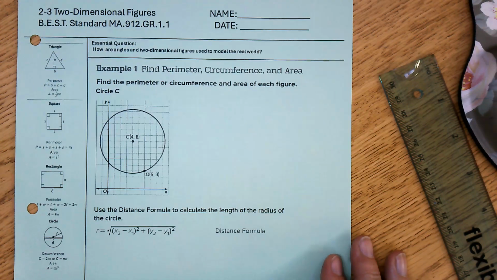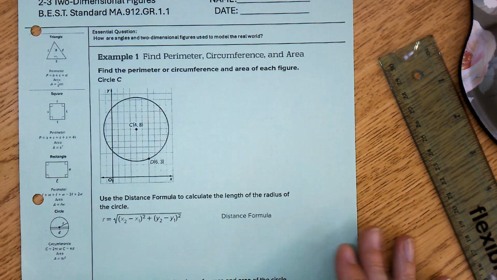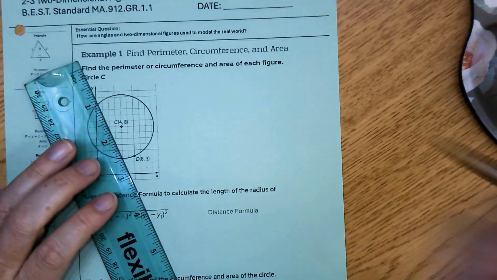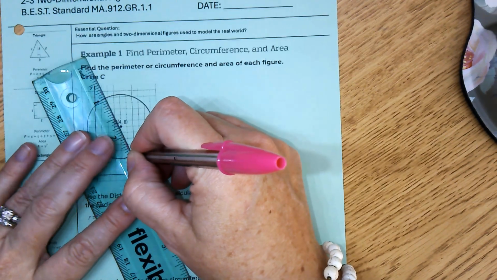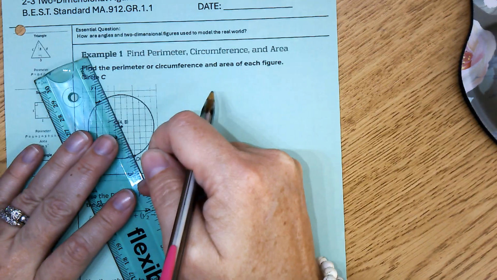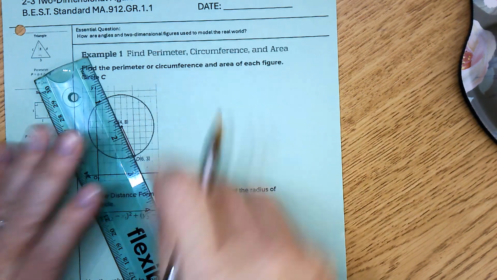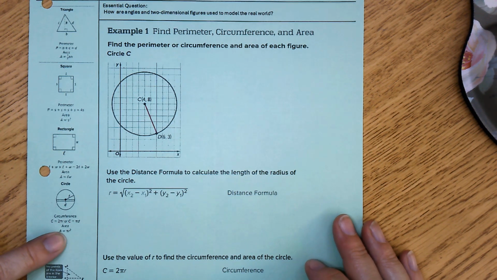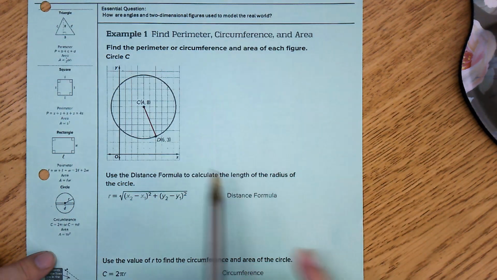So, finding the perimeter or circumference and area of each figure. Basically what we're doing is we have two coordinate points, and we are finding the distance diagonally across a coordinate grid. So we're going to use the distance formula a lot for this section. In order to find the circumference or the area of a circle, you must find the radius. That is what we have to find first.